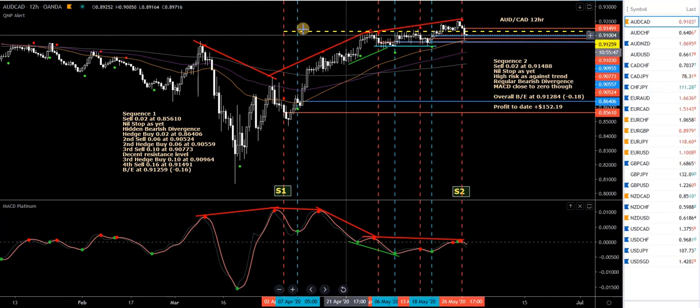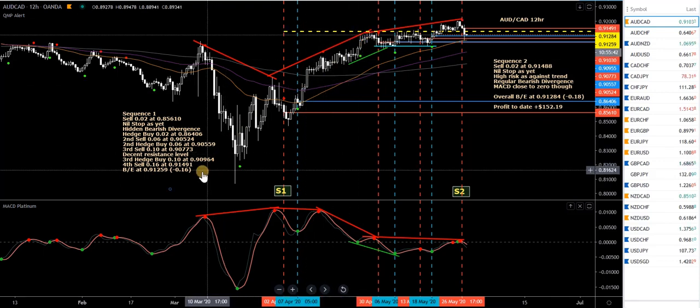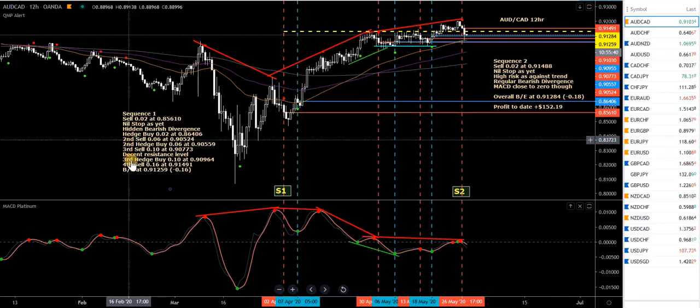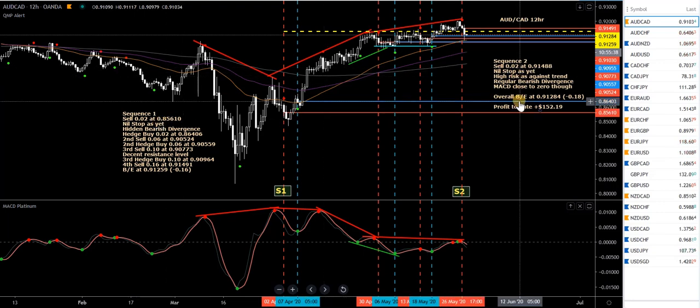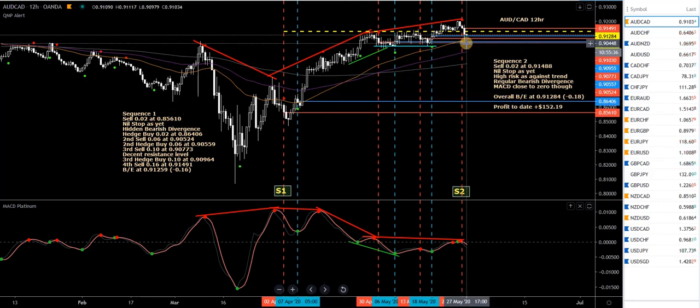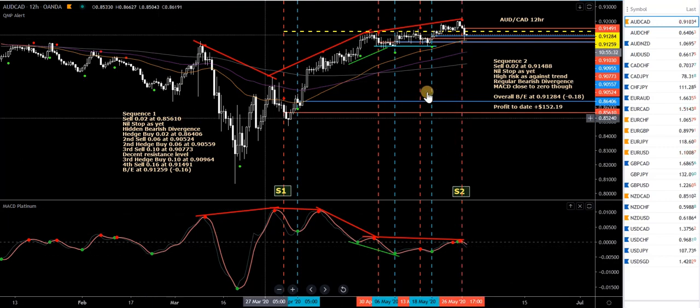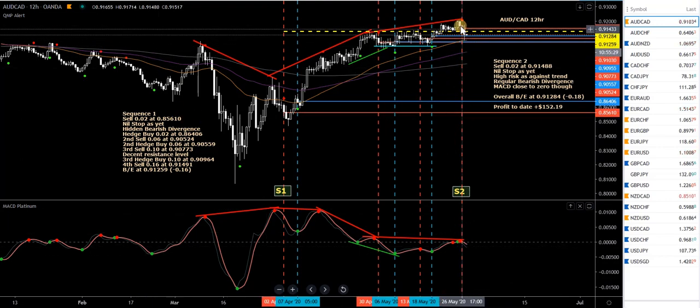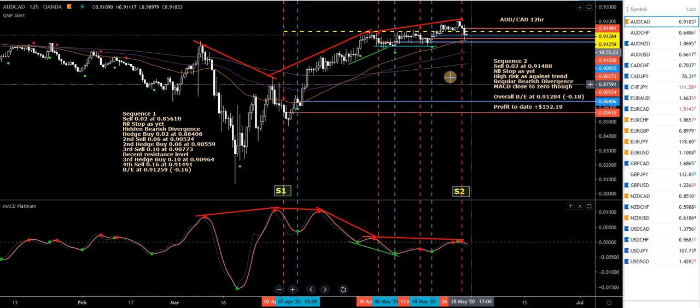My overall break-even is designated by these yellow lines here, and I've got 2 of them because I've got a break-even for sequence 1 and an overall break-even. As you can see, price is below them at the moment. I probably should close them all and get rid of all these trades, but it looks like the AusCAD's trying to push down a bit lower, so I might see if I can get a few pips and get a bit creative with my trade management.